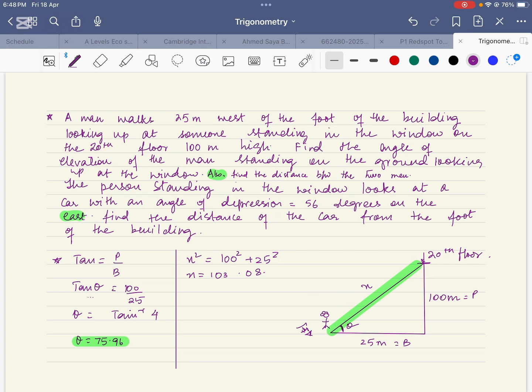Next is the person standing in the window looks at a car with an angle of depression 56 degrees. This man is standing in the window and is looking at a car with an angle of depression 56 degrees on the east. The car is standing somewhere towards the east, which means on the right hand side. The man is looking at this car and there is an angle of depression.